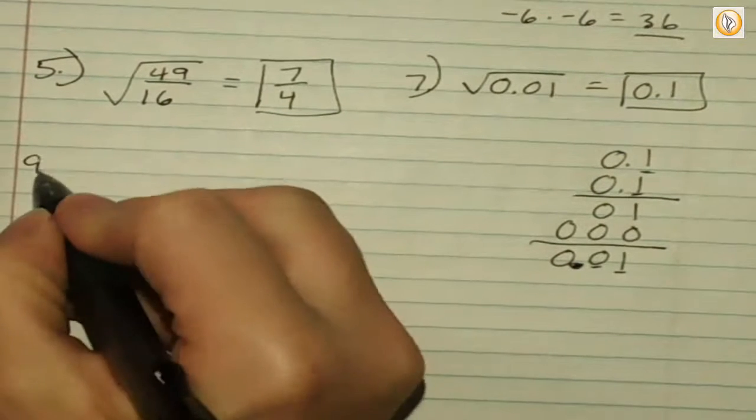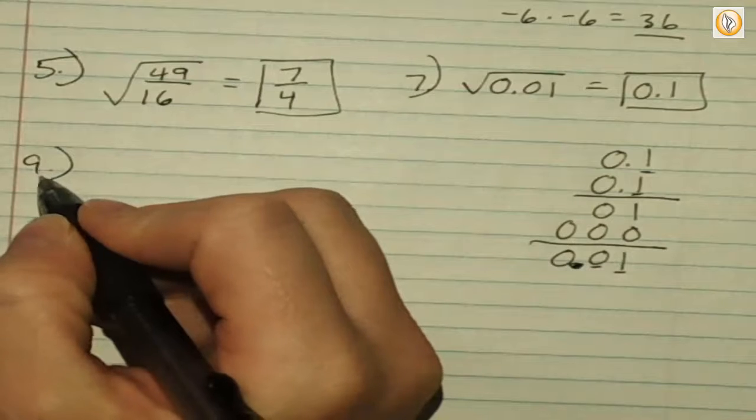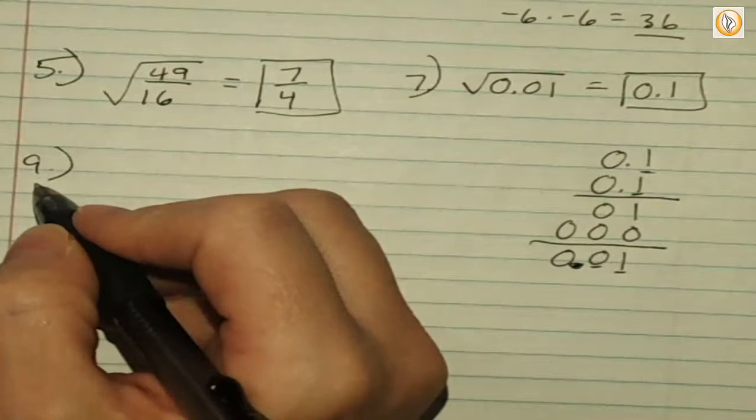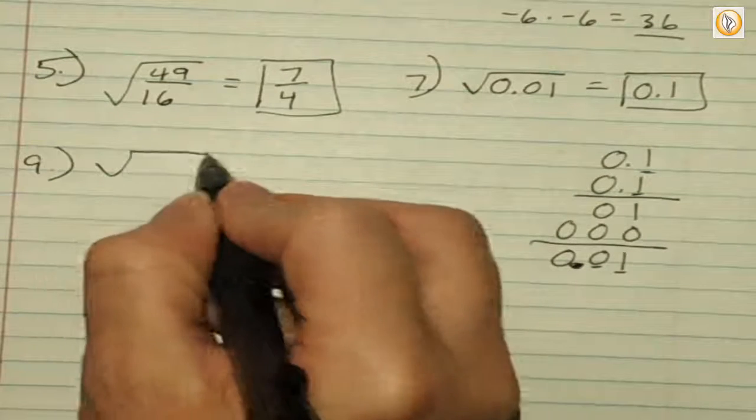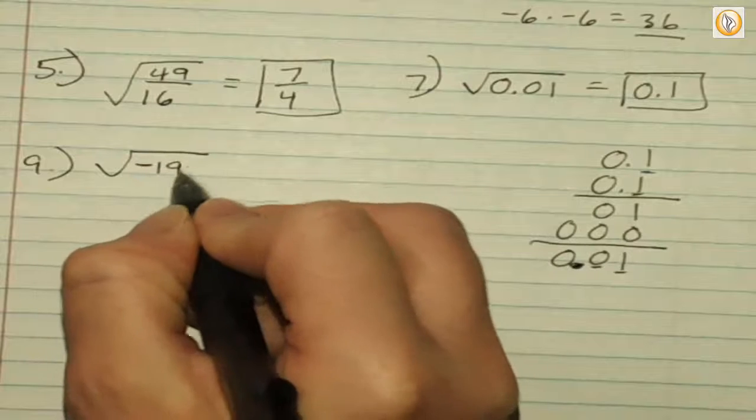All right, 9. Square root of negative 196.